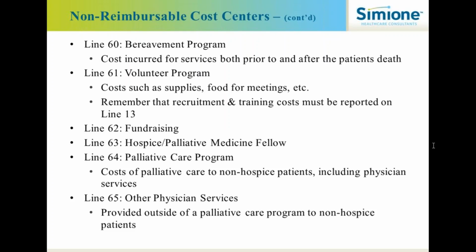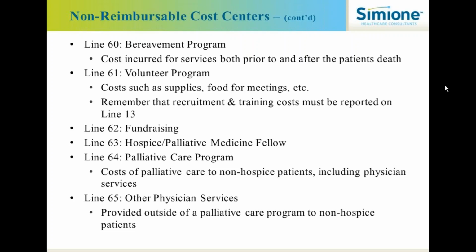So now let's talk about some of these non-reimbursable program cost centers. Line 60 is the bereavement program, and this would be for costs incurred for services both prior to and after the patient's death. Line 61 is for your volunteer program. However, it does not include the cost of your volunteer coordinator. That cost gets reported under the general service cost centers. The volunteer program costs that you would report here are costs such as for supplies, food for meetings, etc. Recruitment and retraining costs of the volunteers would be reported on line 13, not on line 61.